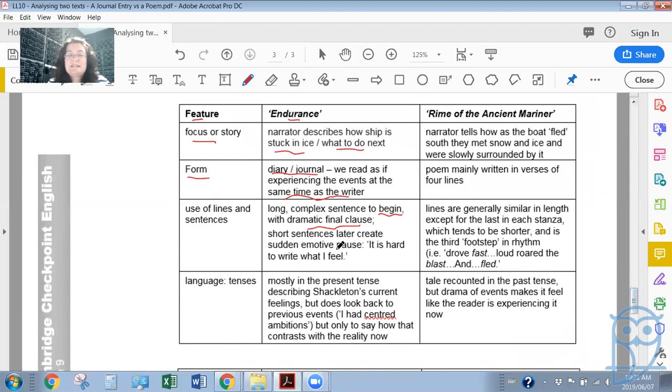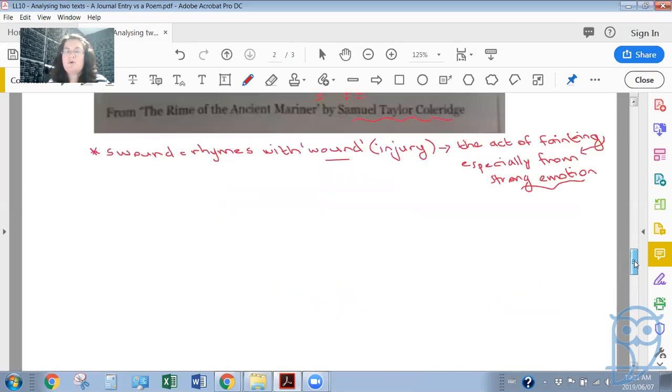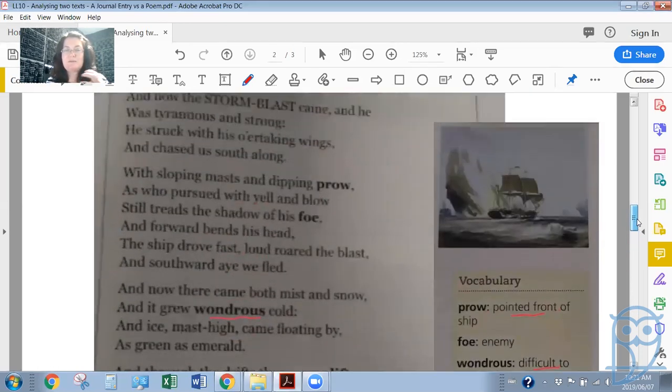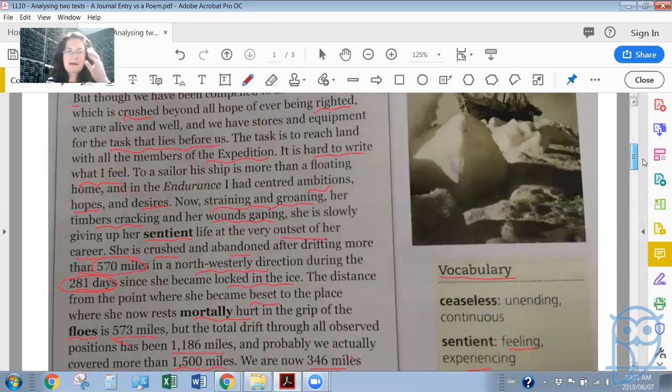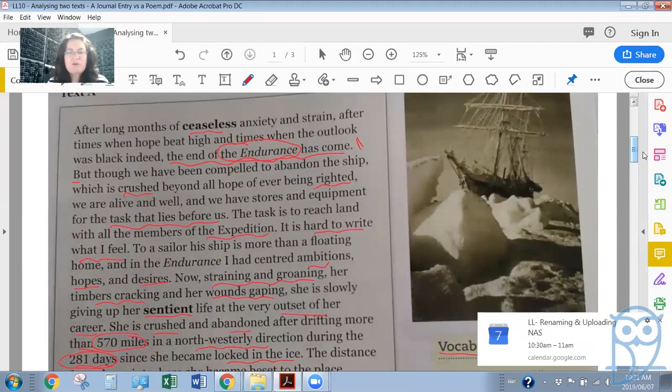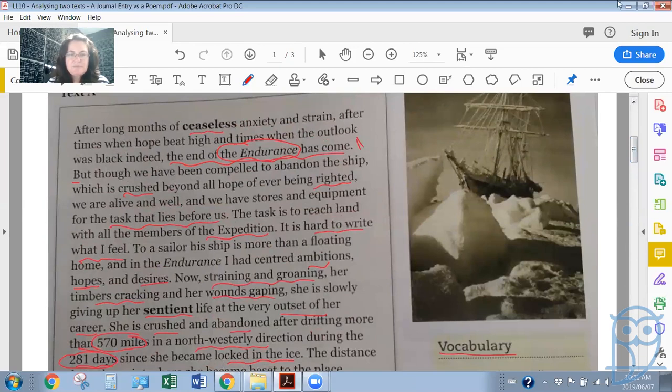There are shorter sentences later on. Shorter sentences later on create a sudden emotive pause. It is hard to write what I feel. So let's have a look at that emotive pause, that idea of giving some emotional pause to something. Where was that? Oh yes, it was actually quite near the end.